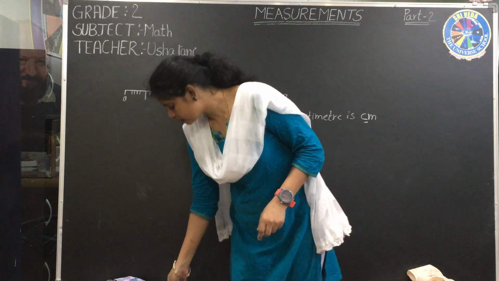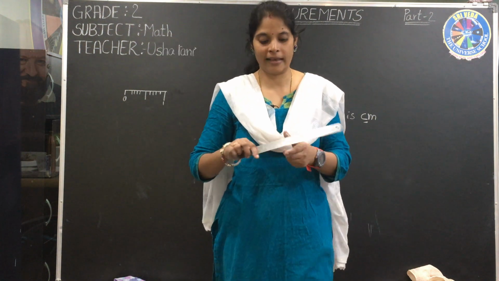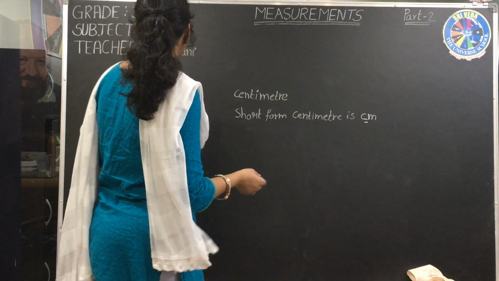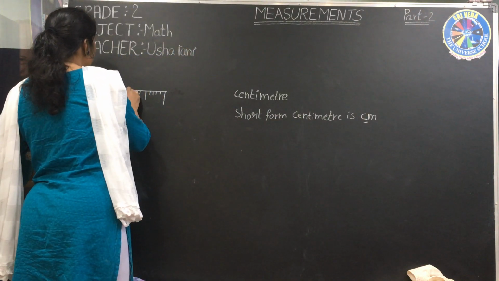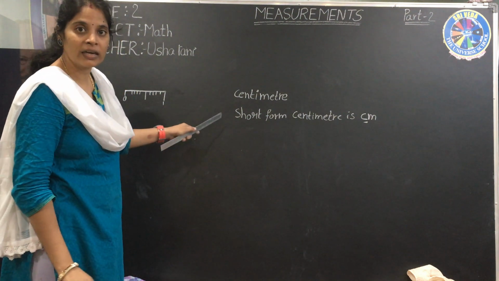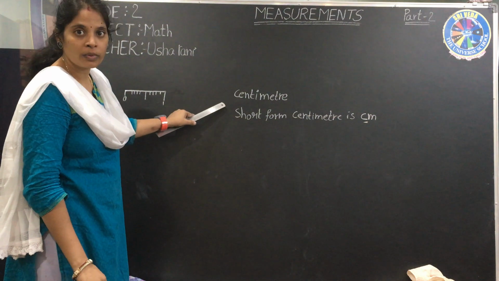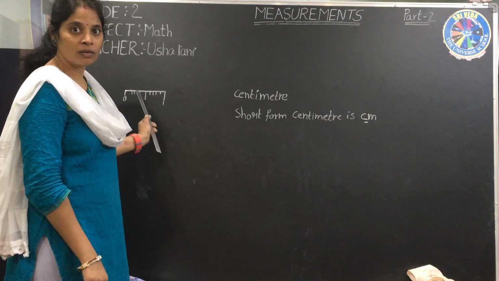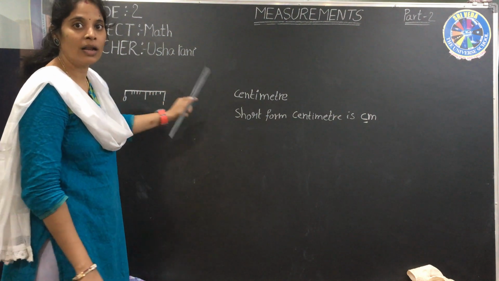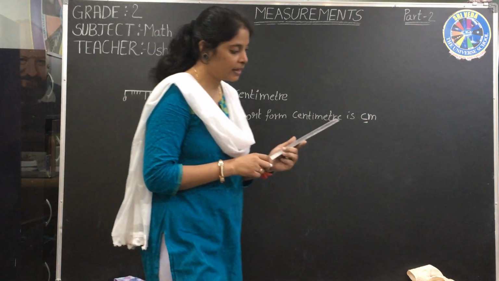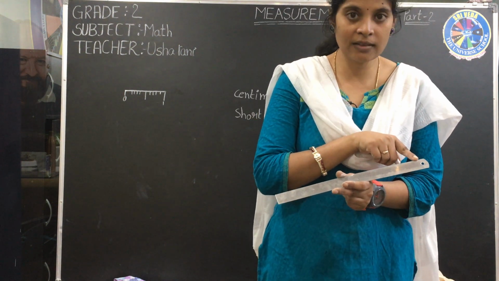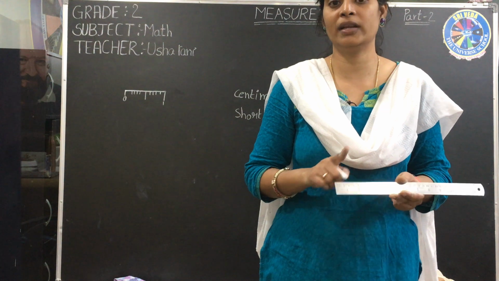This is a centimeter scale. See here, from one number to another number. 0 to 1 is 1 centimeter. In between 1 to 2, 1 more centimeter, total 2 centimeters. 2 to 3, 3 to 4. Like that numbers are given on this scale, up to 30. So this is a 30 centimeter scale.